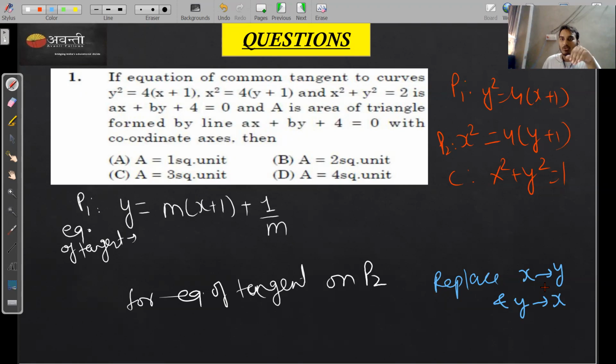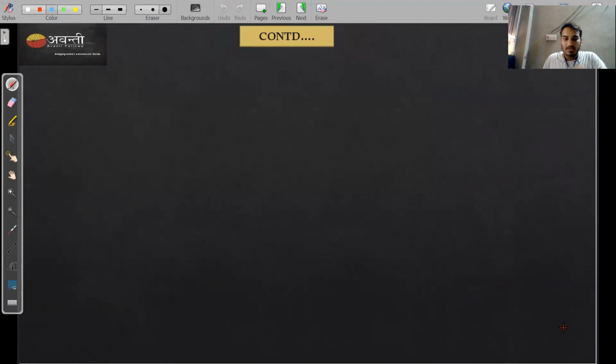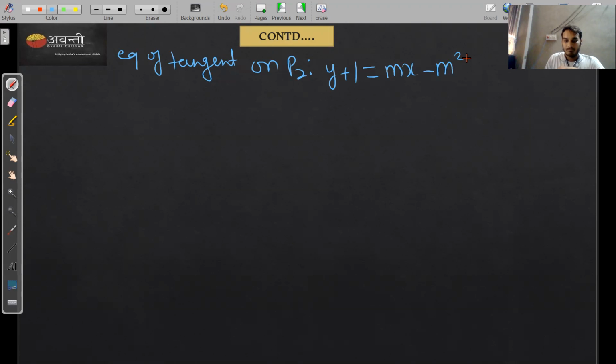In this situation, these are the common tangent, so the slope will be the same. Instead of replacing m by capital M, we are replacing m by small m. So the equation of tangent on p2 would be y plus 1 is equal to mx minus m square. Let's say this is your equation 2.